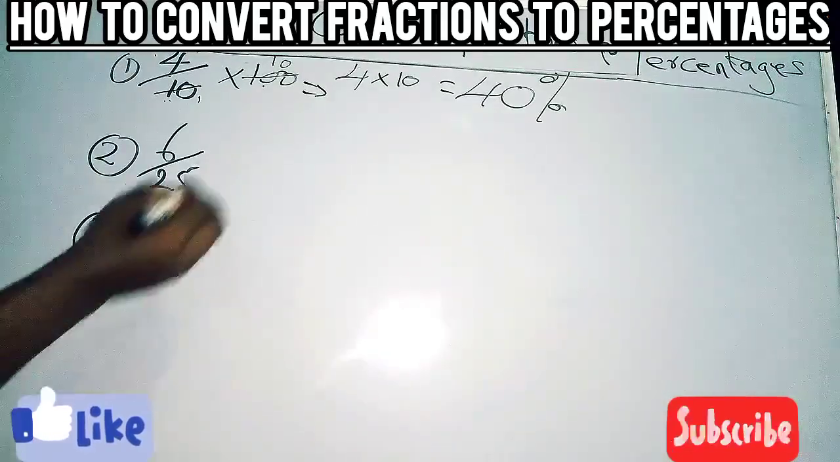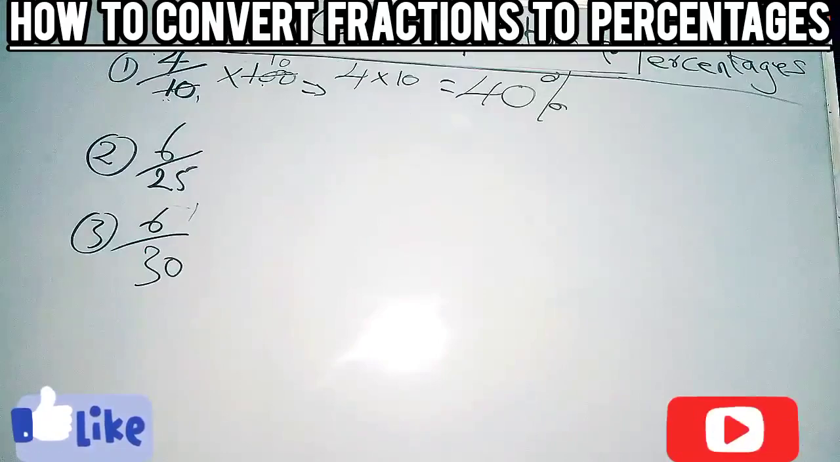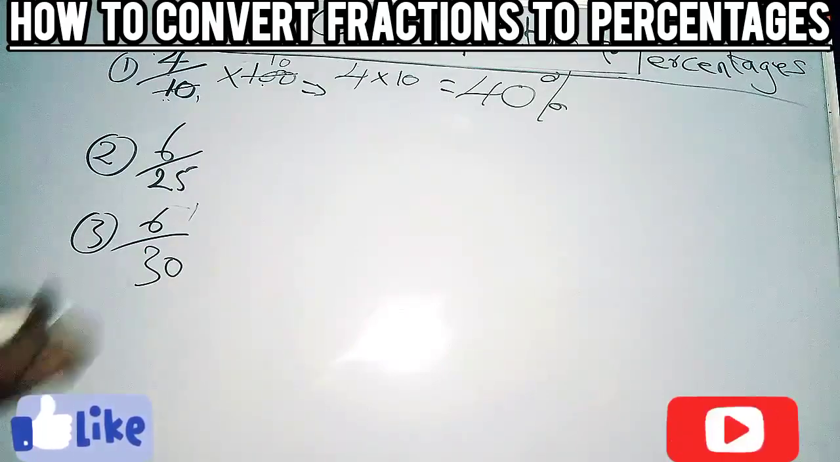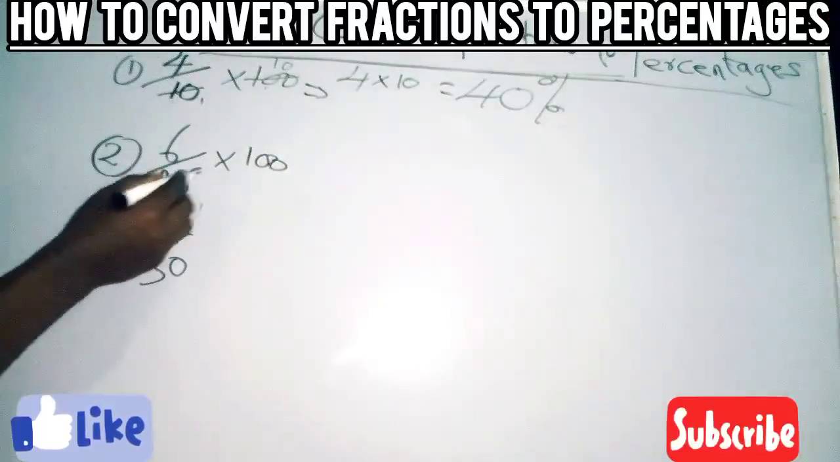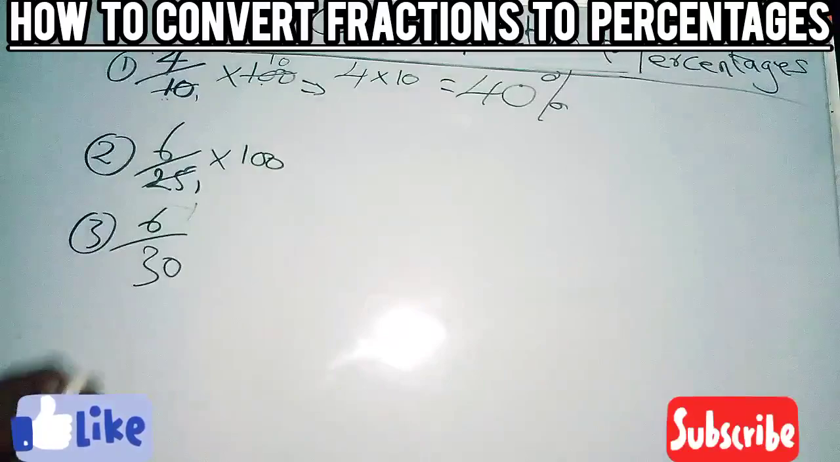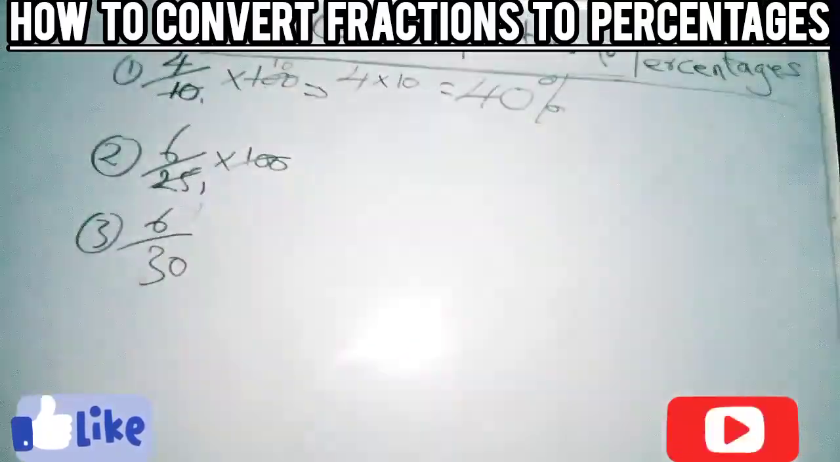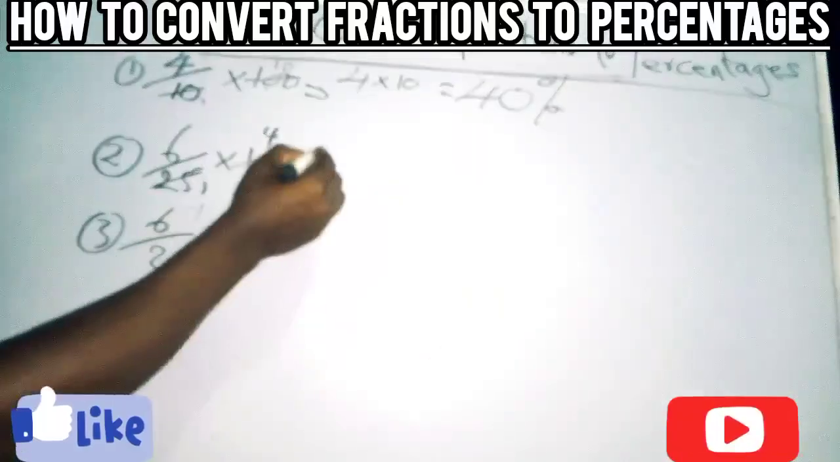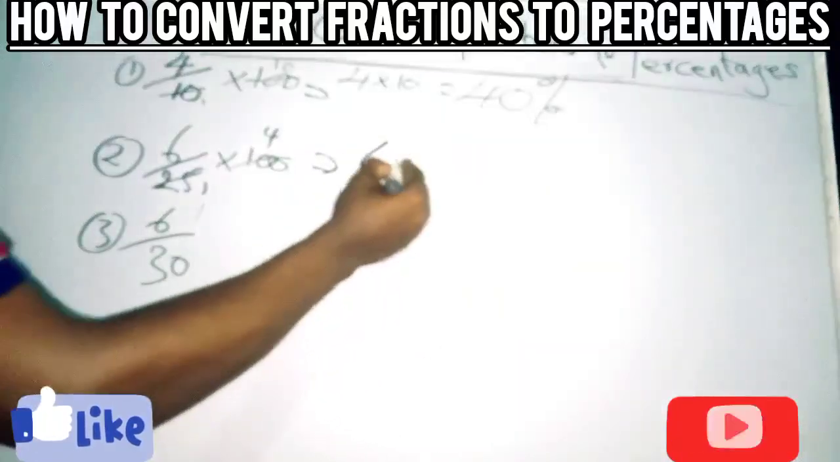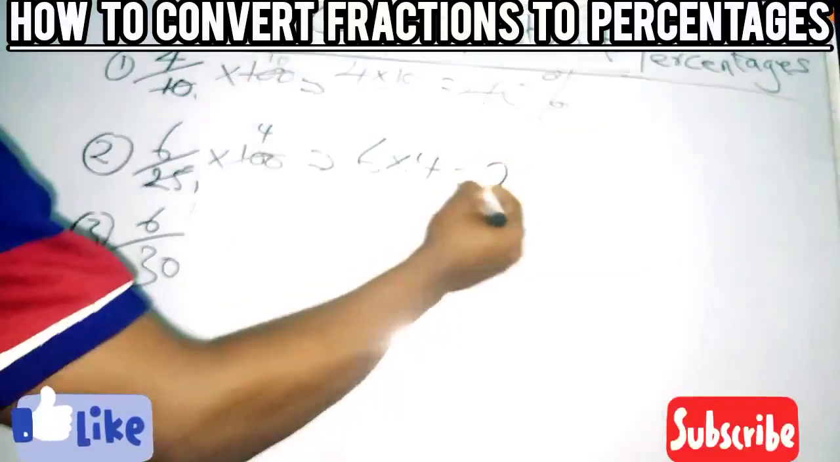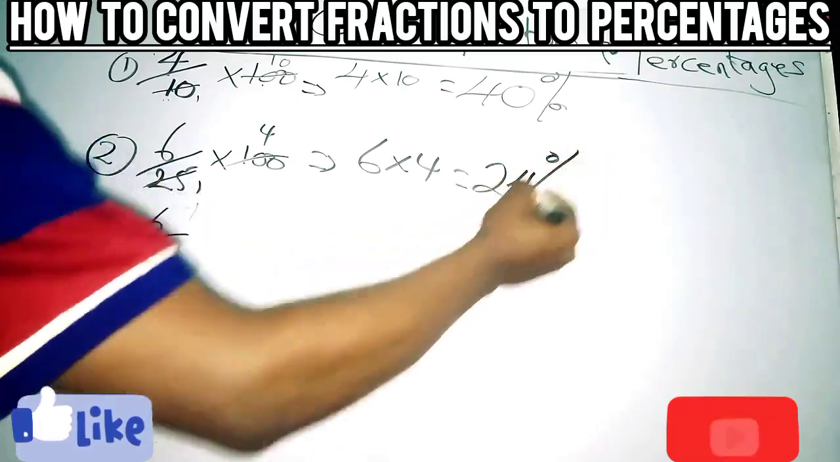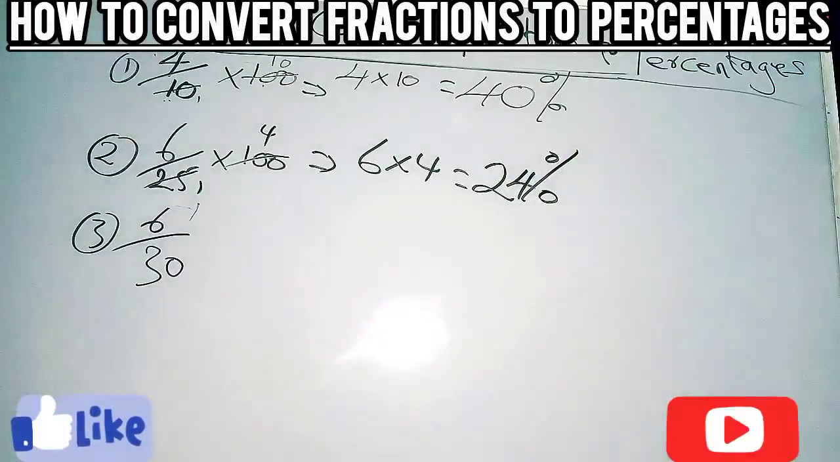Let's move to the second one. 6 over 25. What do we do? We just multiply it by 100. 25 can go into itself how many times? 1 time. And 25 can go into 100 how many times? 4 times. So you'll only be having 6 times 4, which is going to give you what? 24. Then you only have to add your percentage sign to it.